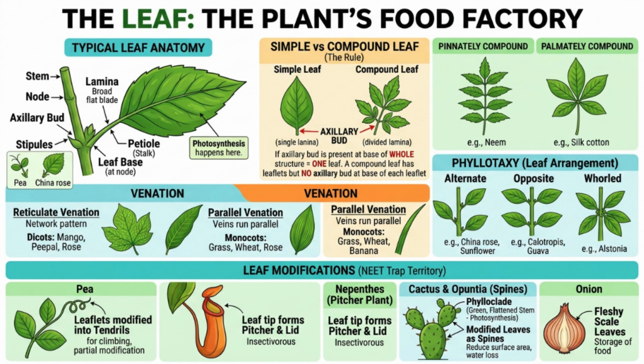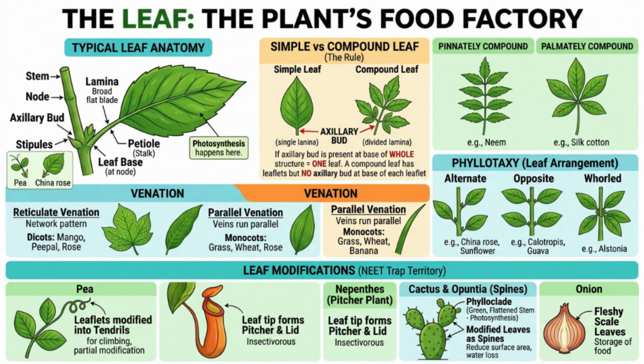Phyllotaxy, how leaves are arranged on the stem. Alternate, one leaf per node, alternating sides. China rose, sunflower. Opposite, two leaves per node, opposite each other. Calotropis, guava. Whorled, three or more leaves per node in a circle. Alstonia. Leaf modifications, NEET trap territory.